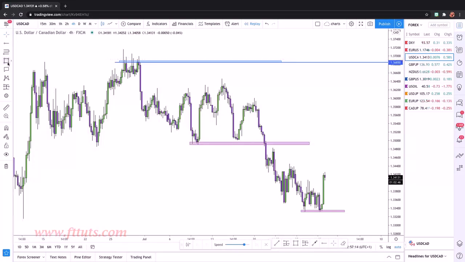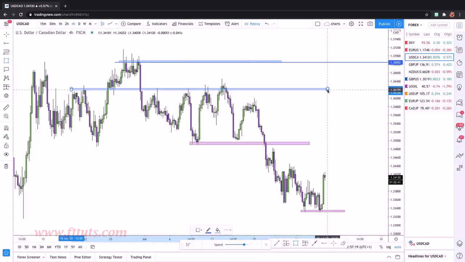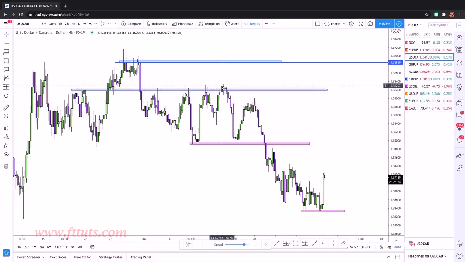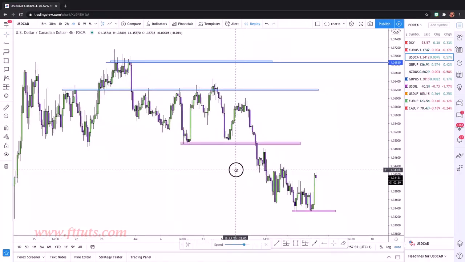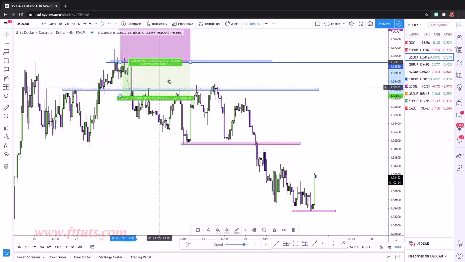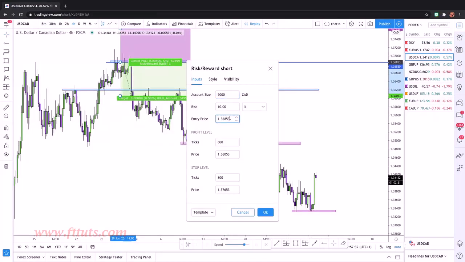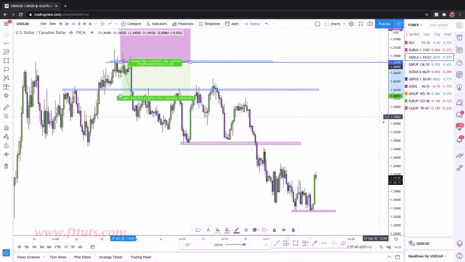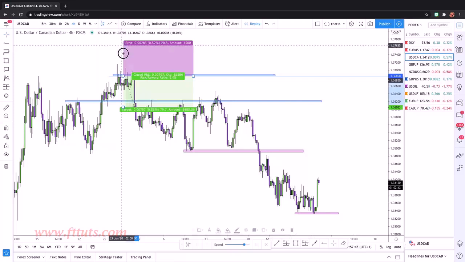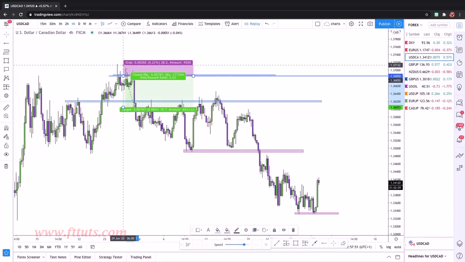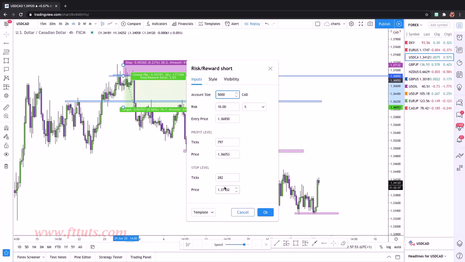So price tried to break out in this area. Okay, so price tried to break out, failed, then came below. So it tested 1, 2, 3, 4, 5, 6. Okay, so again, let's take a short position at the 136, 850. We'll do a 30 pip stop.